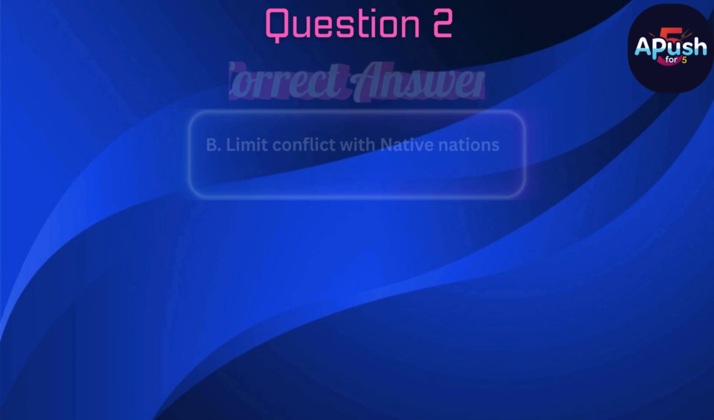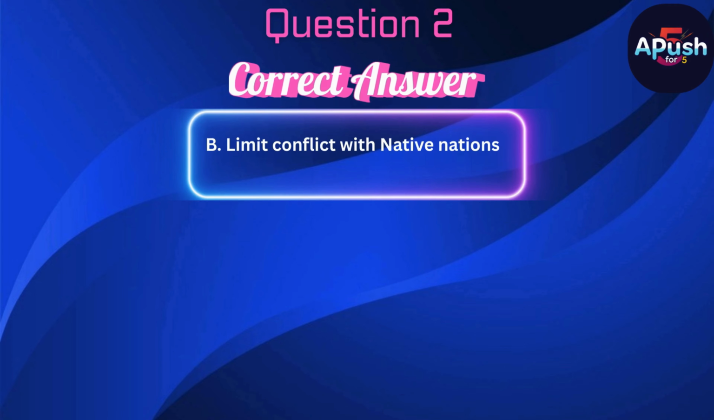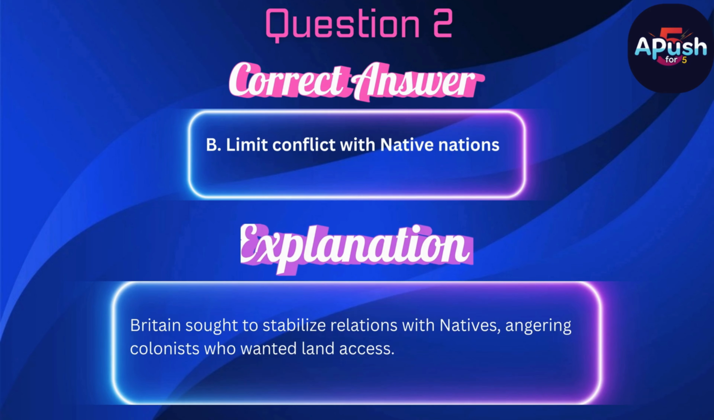Answer: B. Limit conflict with native nations. Britain sought to stabilize relations with natives, angering colonists who wanted land access.